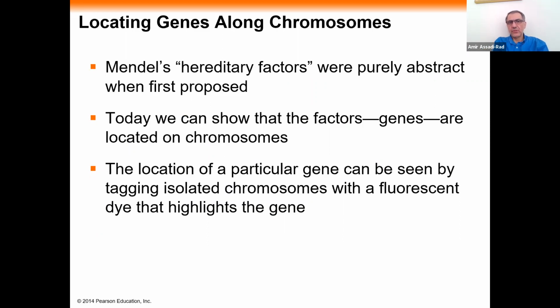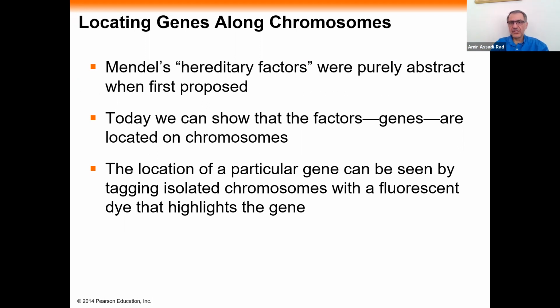Today we can show that the factors, genes, are located on chromosomes. This is a chromosome. This segment is a gene. That segment is another gene. That segment is another gene. And that's what they are. And then, of course, you have two chromosomes, so they are one allele, and the other one, two alleles.